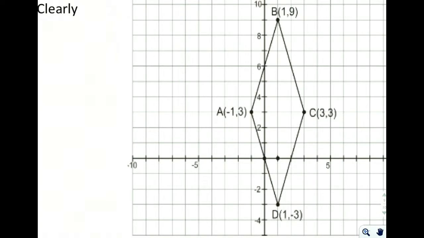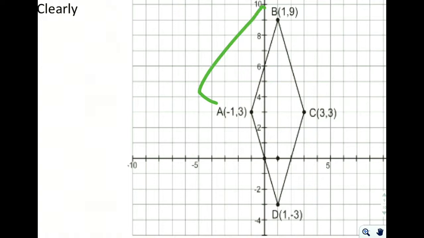So let's start out by looking at some side lengths. Any kind of quadrilateral like this, you're looking at slopes and side lengths to prove things about it. You could also look at the diagonals if you chose. So let's look at our first side length, A to B.